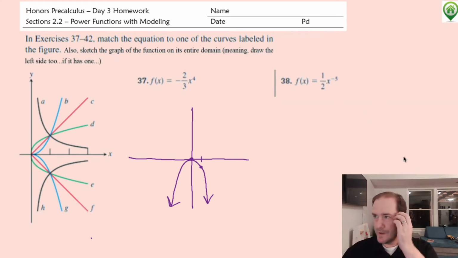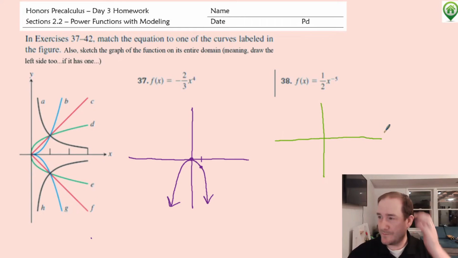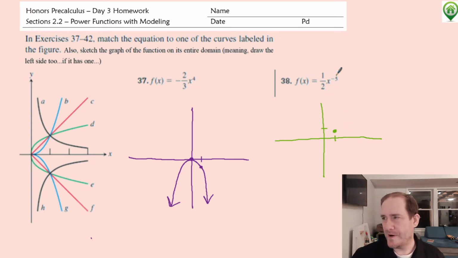Let's do 38. For 38, am I answering everything I'm supposed to answer? Match the equation to one of its curves? Yeah, I guess I am. For 38, I'm actually doing more than you're being asked to do, which I'm happy with. So we've got this 1/2 thing, so we know we can plot the point 1 comma 1/2 would be about here. This time our power is negative, so we do not pass through the origin. And that alone kind of tells you that we're going to have the shape of graph A.